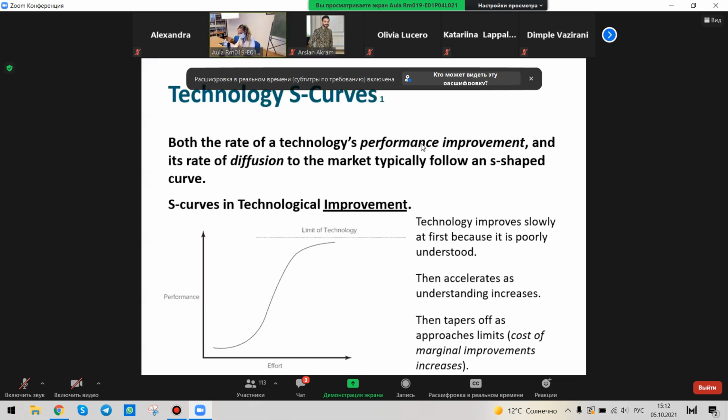So what do you mean by this question? The e-payment apps indicates the S-curve. So in which terms?